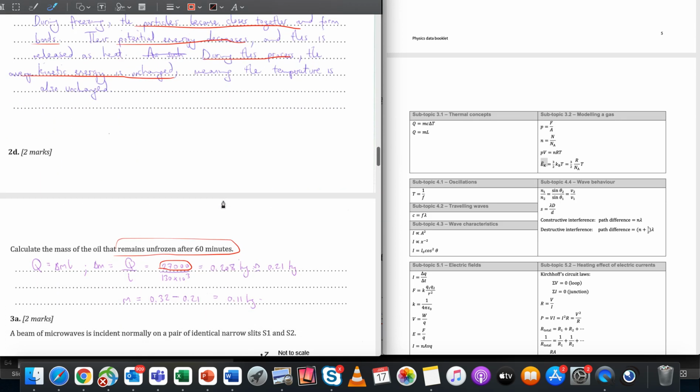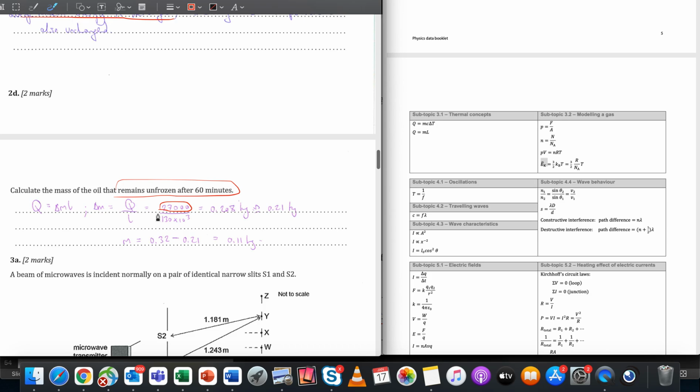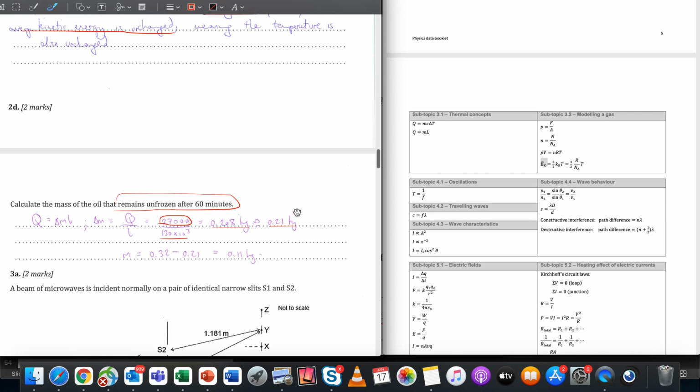So we can use in those 30 minutes that energy supply, or that energy loss, I should say, divided by the L, and we end up with a value here of 0.21. Now, what is that 0.21? 0.21 is the amount of mass which has undergone a state change. So in this case, we're freezing, we're going from liquid to solid. That means 0.21 kilograms have become frozen at this time.